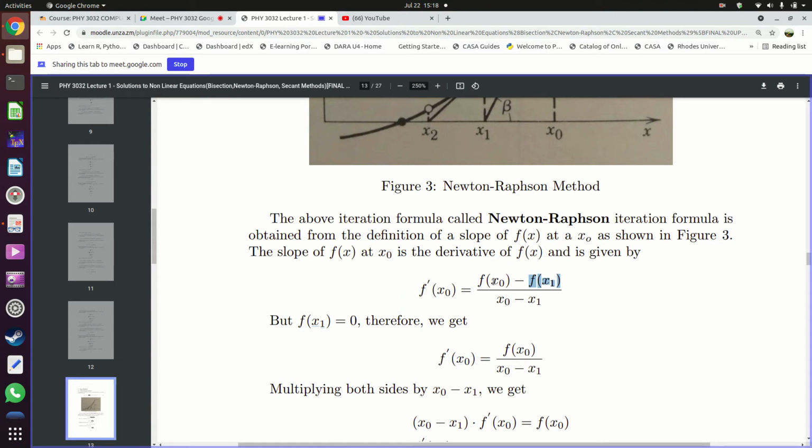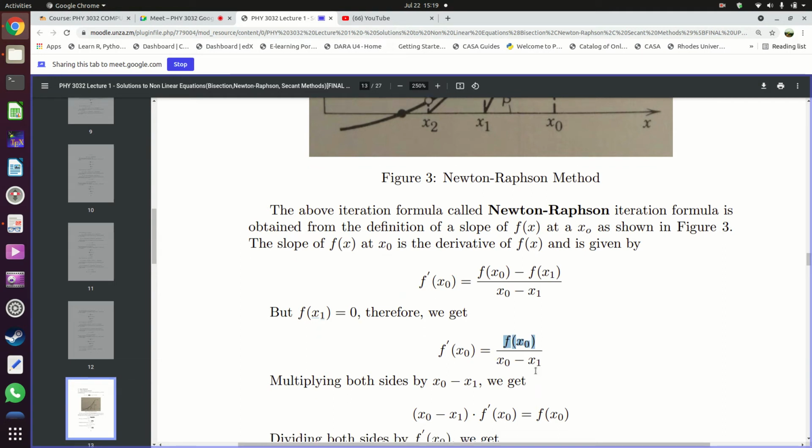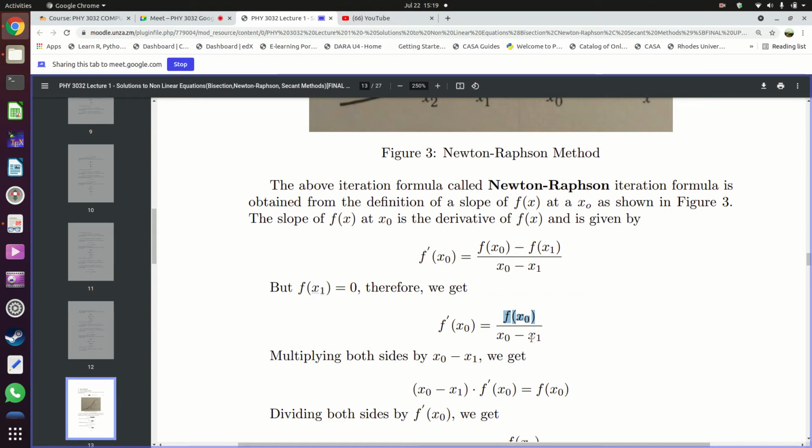So we're only going to remain with the top here. We're just going to remain with the derivative of f at x naught being equal to the value of the function at x naught divided by x naught minus x1. Now what we are trying to find is x1. So when you multiply both sides by this bit, we end up with x0 minus x1 multiplied by the derivative at x0 equal to f of x0.